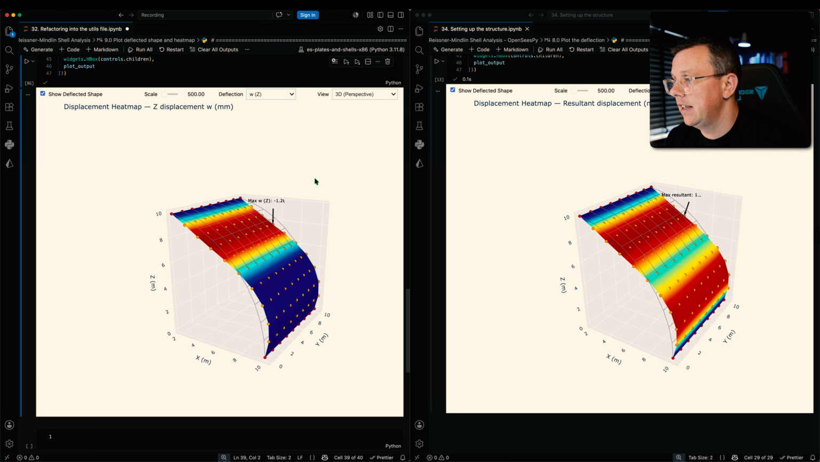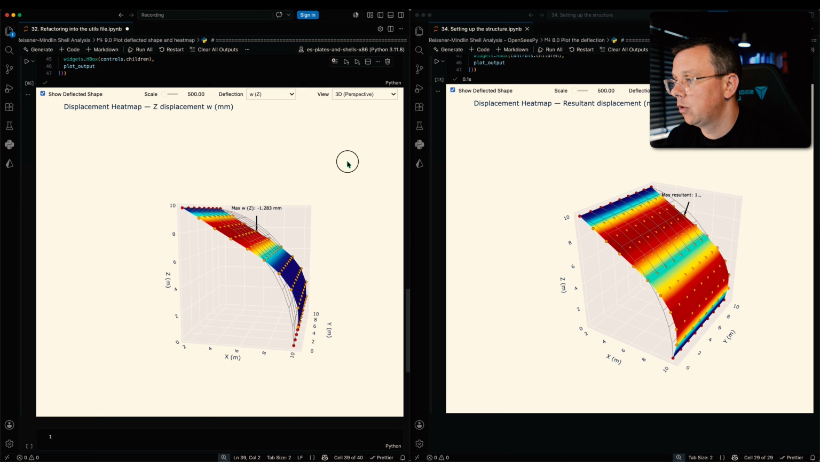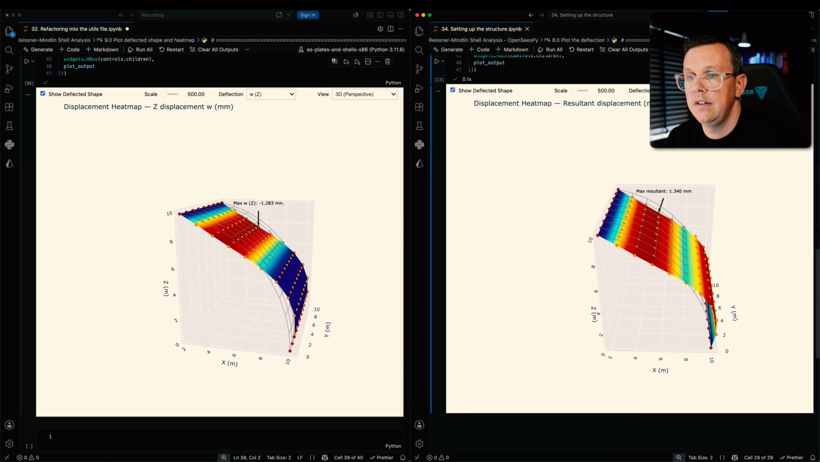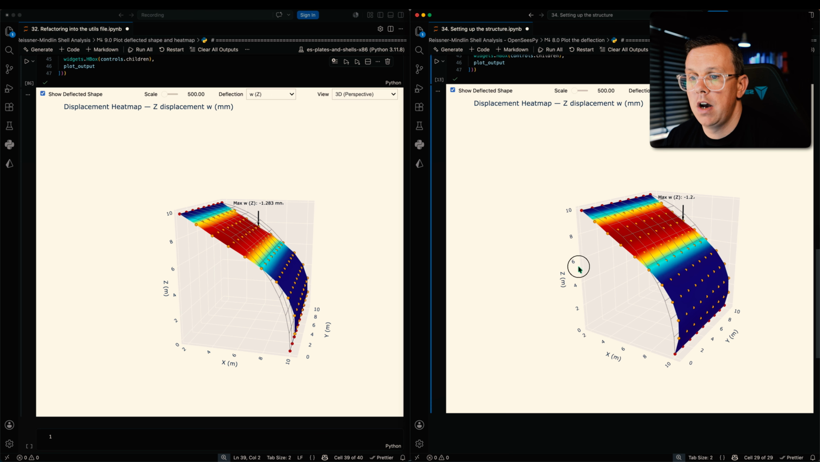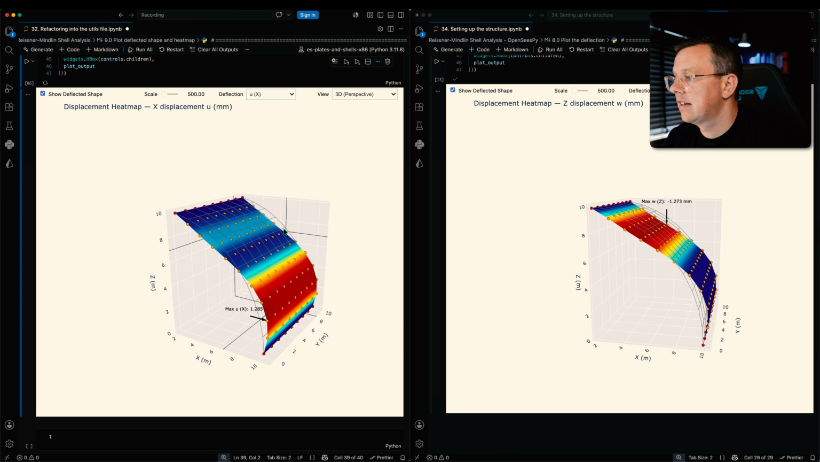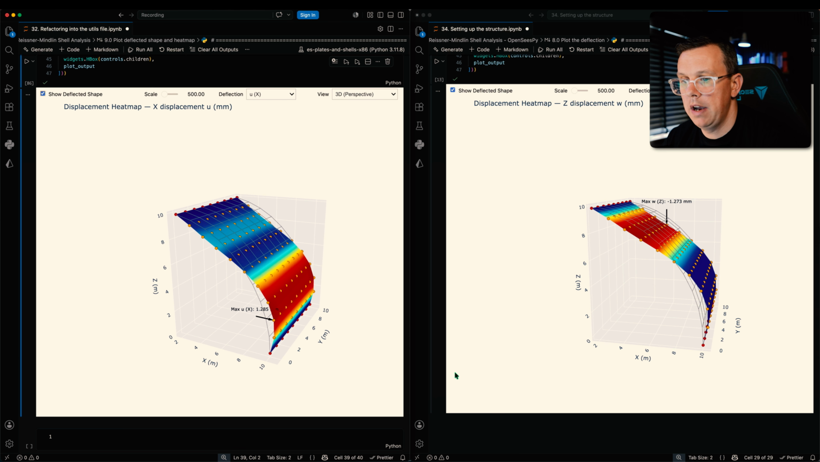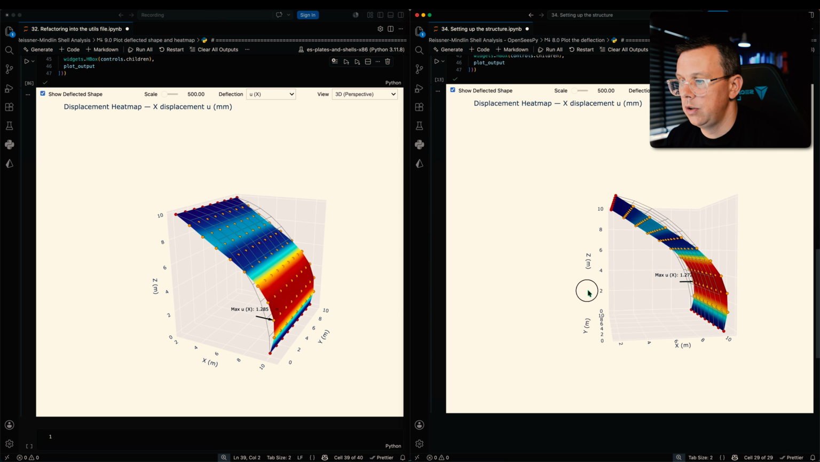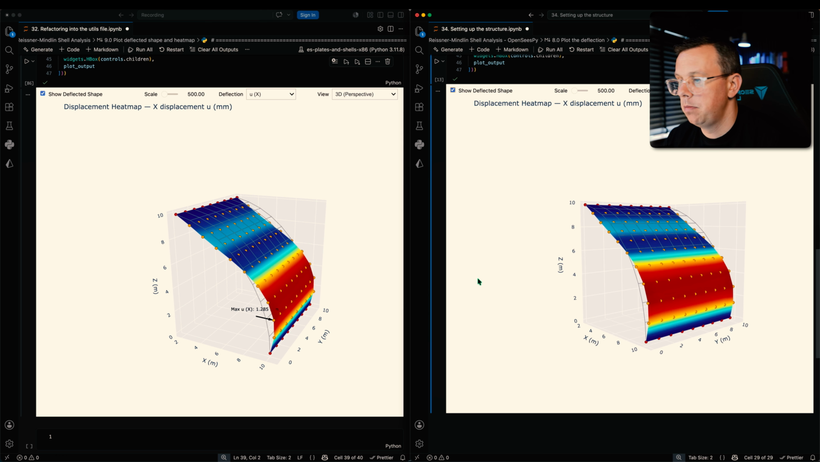We can look at the Z displacement, so minus 1.28 in the same location. What have we got on OpenSees? Minus 1.273. Again, I would call that close enough. Let's look at the X displacement, 1.28. Do we see the same thing down here? What have we got? 1.27. Yeah, exactly.